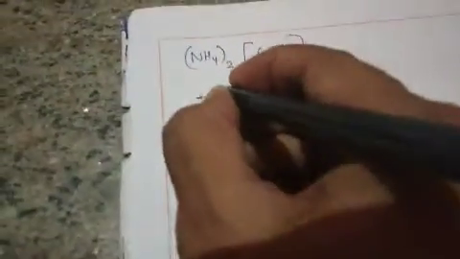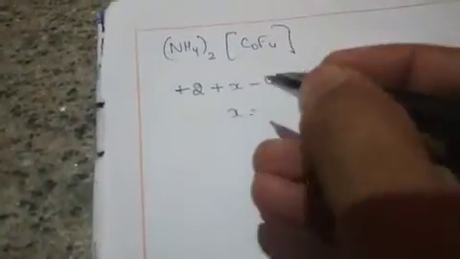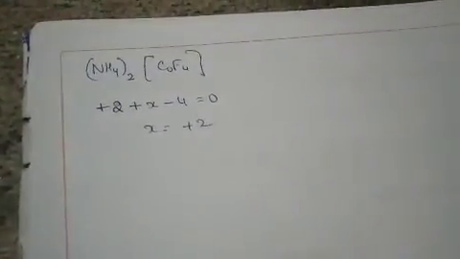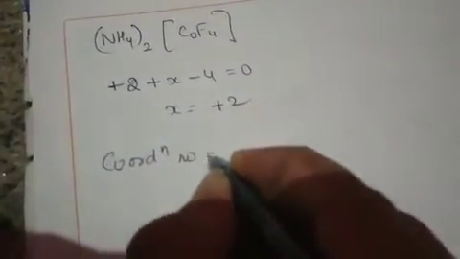Is that clear? Coming to the next part, they have given (NH4)2[CoF4]. Remember, it is not NH3, they have given NH4, ammonium. So it's a cation over here and the complex is a complex anion. So here we have +2 plus x minus 4 equals 0. X is equal to +2, so cobalt is in the +2 state. Remember, it's a tetrahedral complex. Why is it tetrahedral? The coordination number is 4, as 4 fluorine atoms are present.